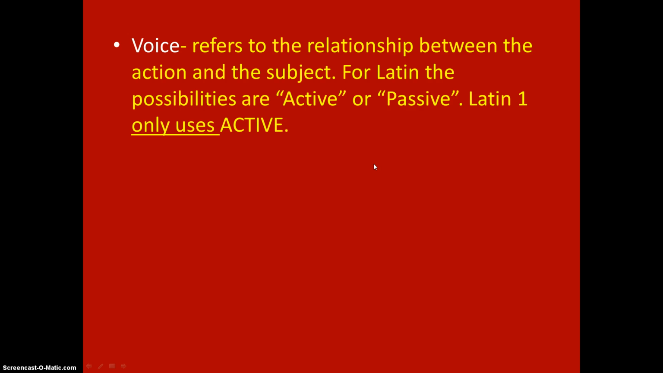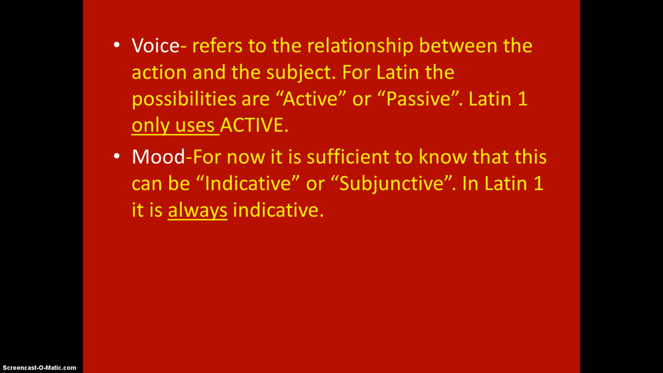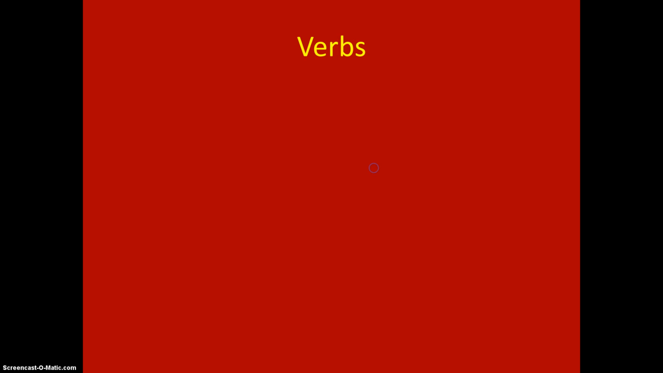When we talk about verbs, voice is just going to refer to the relationship between the action and the subject. For right now, for Latin 1, we're only going to use active, so don't worry too much about that. And the same with mood. Latin has 2 of them, indicative or subjunctive, but in Latin 1, we only use the indicative mood.